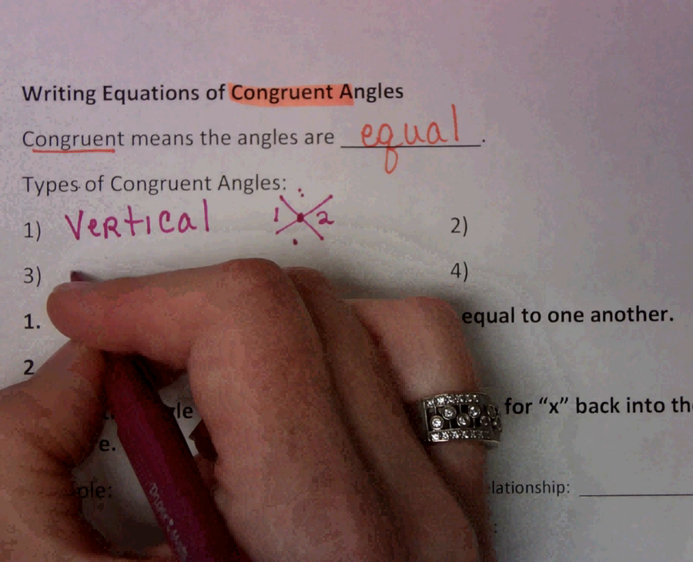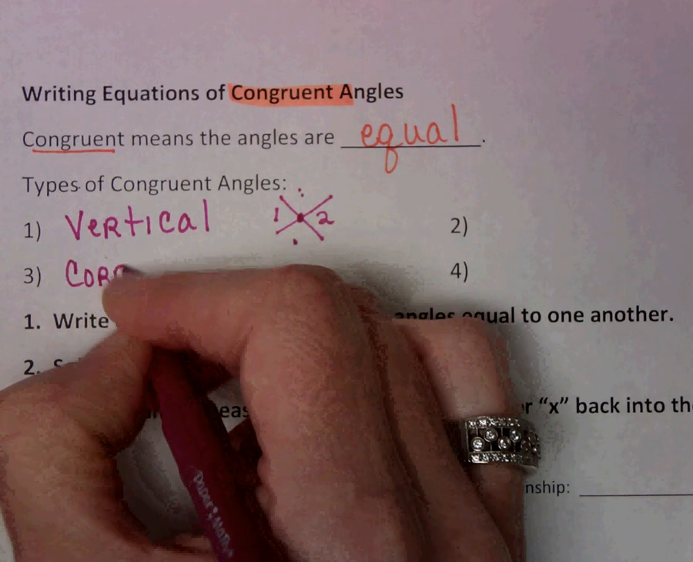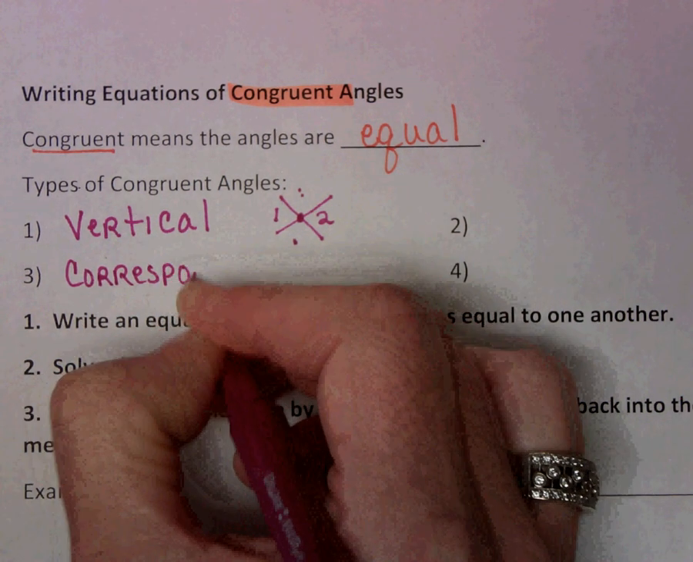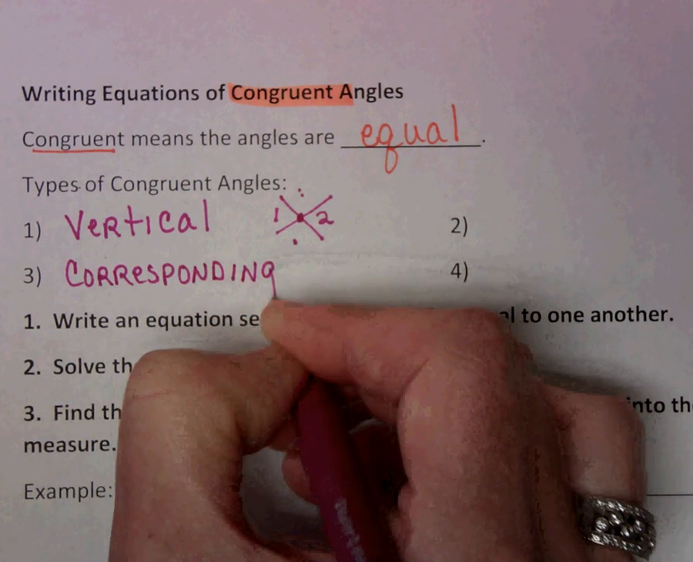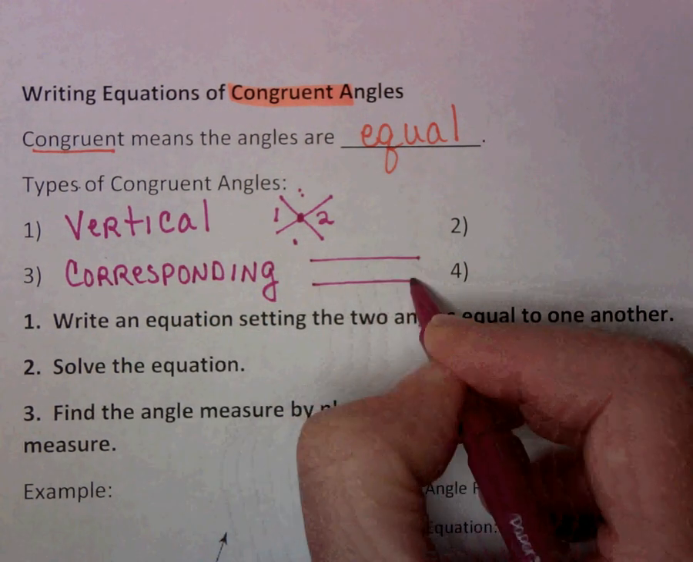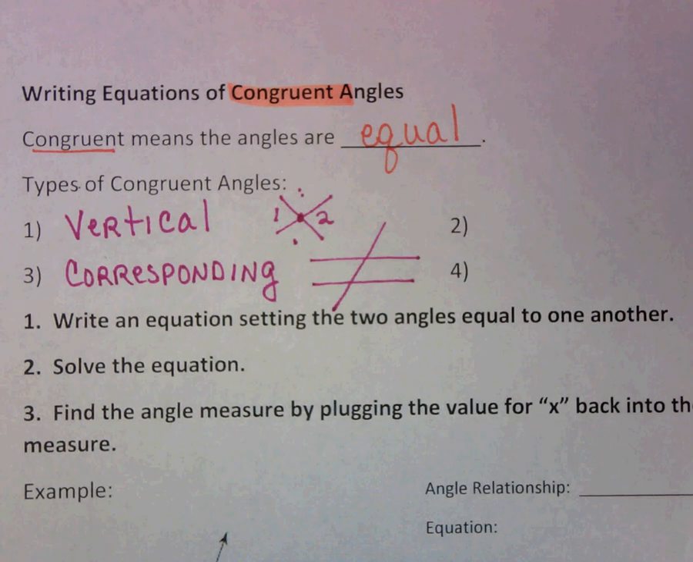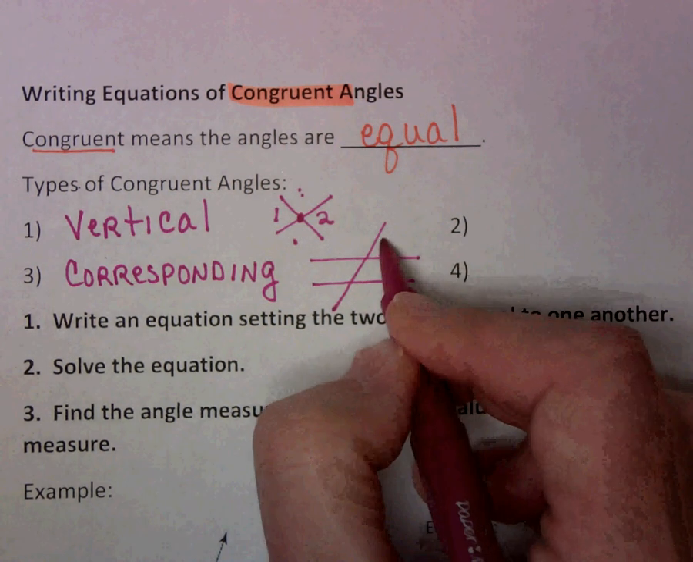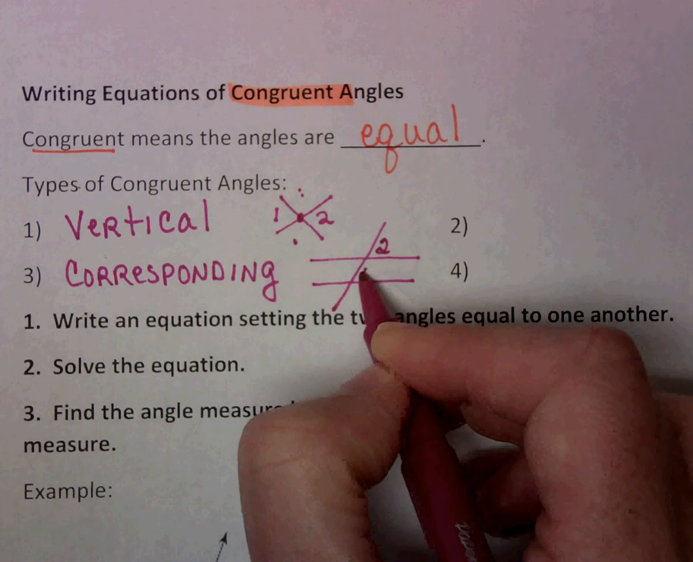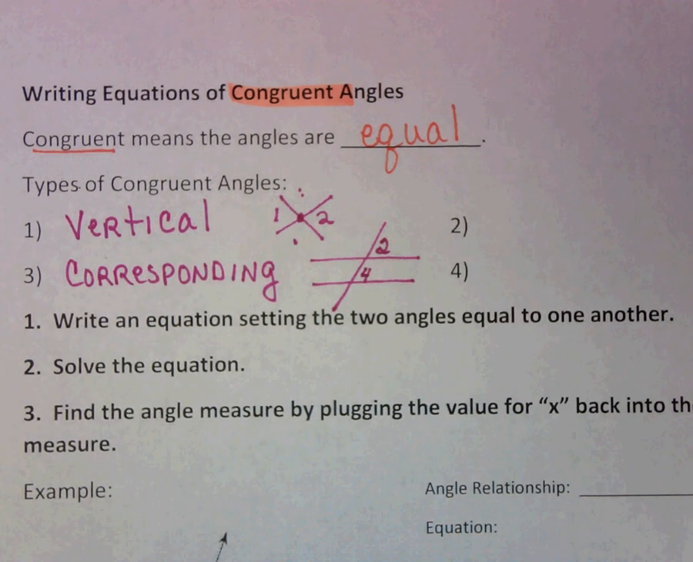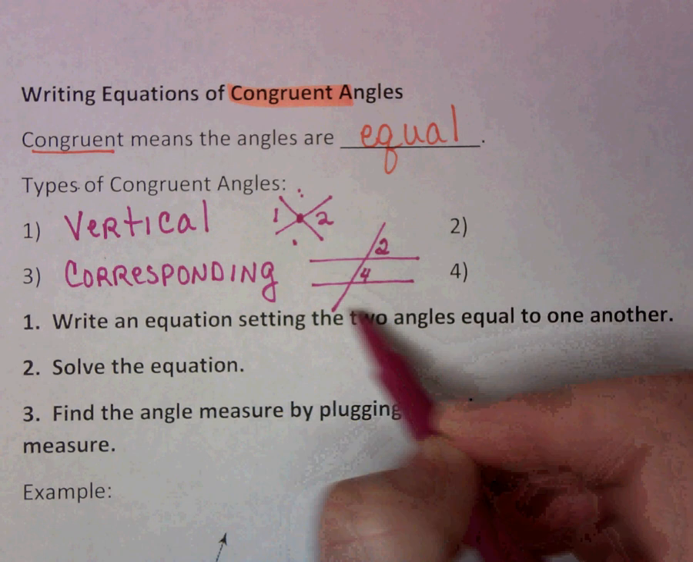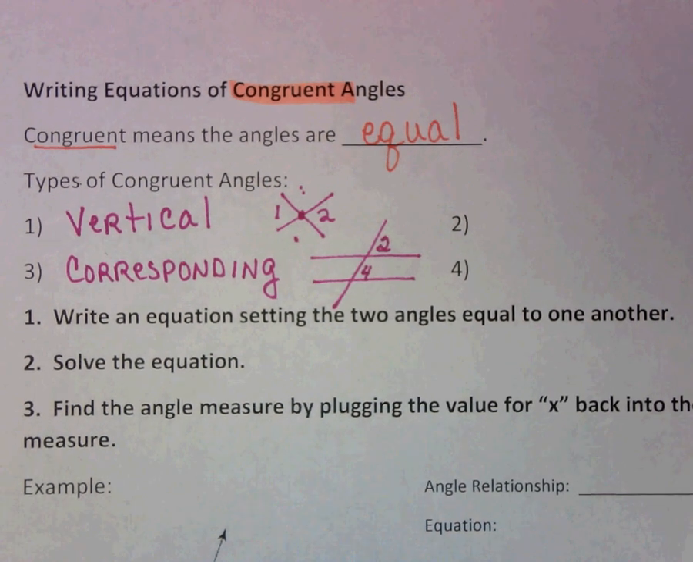We also have corresponding angles that are congruent. Corresponding angles, remember, are in the same position but on different parallel lines. So one example would be maybe this angle number 2 and this angle number 4. They're both on top of their parallel line and on the right side of the transversal. So they're in the same position on their parallel line. Lots of different combinations of corresponding angles. Those are just one example.